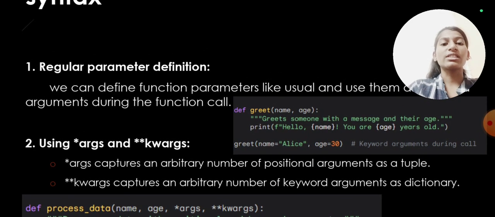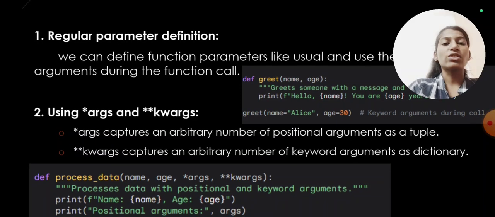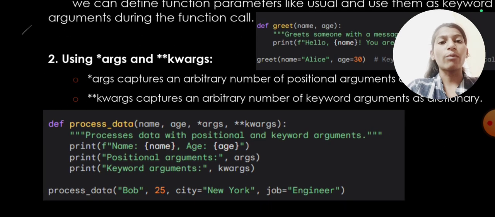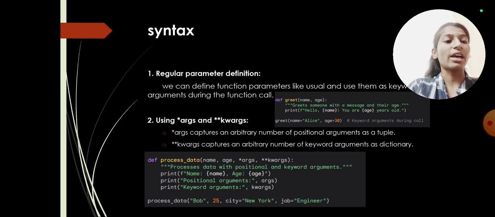Using *args and **kwargs. *args captures an arbitrary number of positional arguments as a tuple. **kwargs captures an arbitrary number of keyword arguments as a dictionary. Here I have mentioned one program for this using *args and **kwargs.